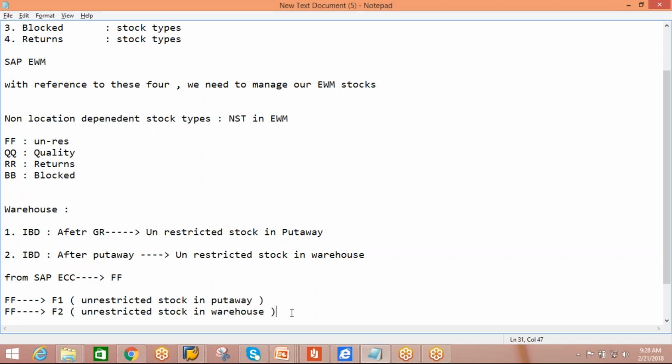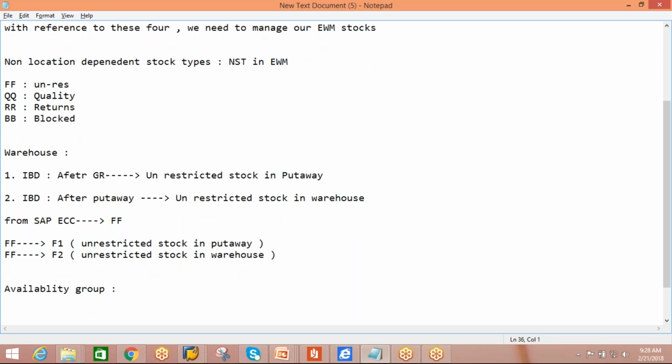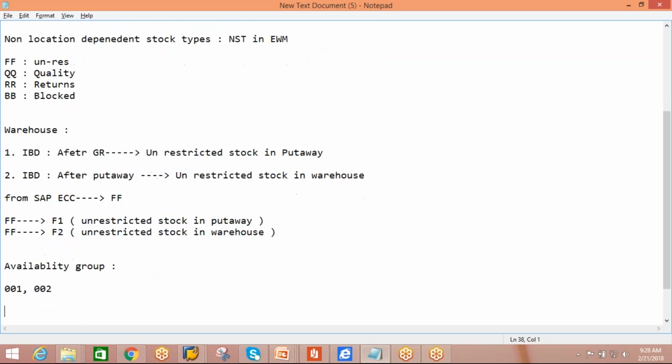How is it possible? We have one interface or terminology control parameter, whatever it may be: availability group. We have the availability group concept. Standard is 001 and 002.